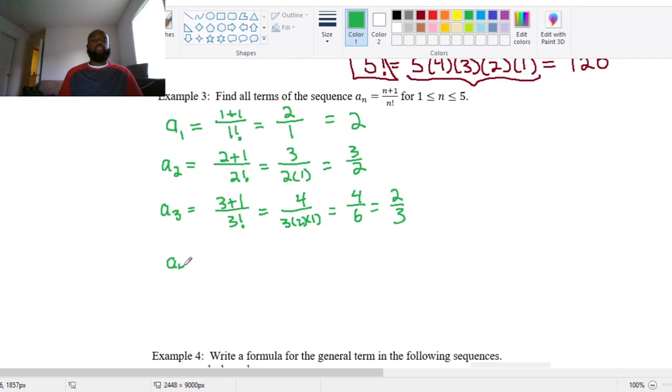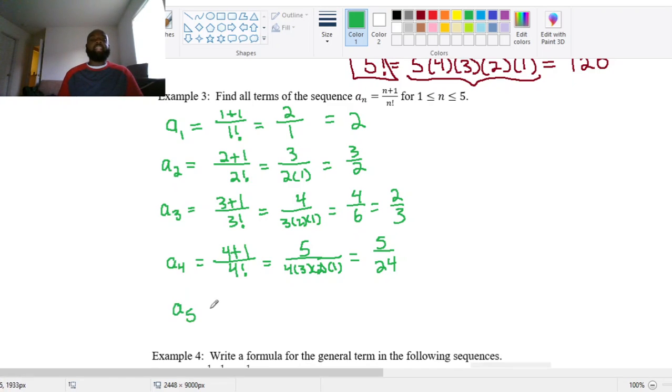Let's find a sub 4. That's 4 plus 1 over 4 factorial. Well, that'll be 5 over 4 times 3 times 2 times 1, right? And so that'll be a 5 in our numerator. 4 times 3 is 12, times 2 is 24, times 1 is still 24. So the fourth term in our series is 5 over 24.